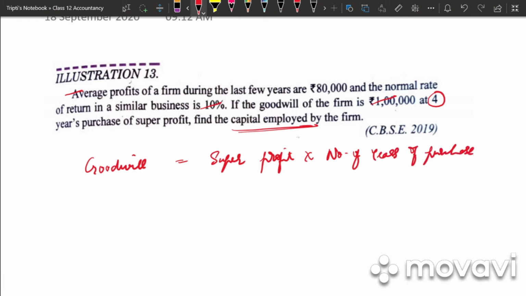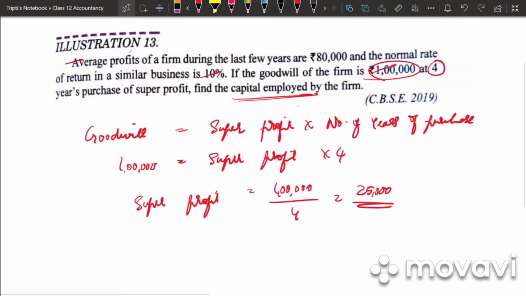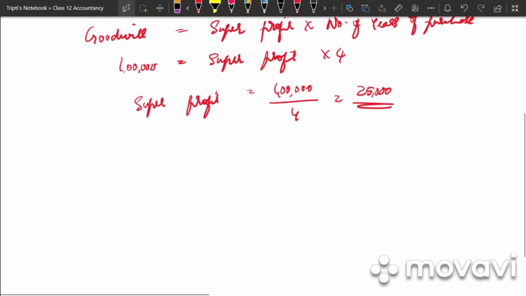So do we know our goodwill? Yes, it is 1 lakh. Do we know our super profit? No. Do we know our number of years of purchase? Yes. So super profit will be 1 lakh divided by 4, that is 25,000. So we know our super profit and we know our normal rate of return. We can find out our normal profit.